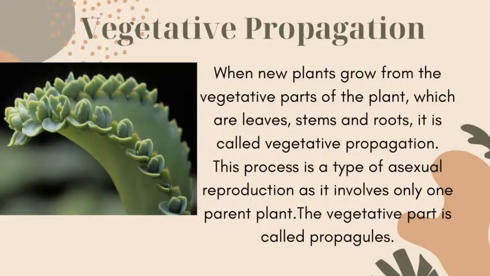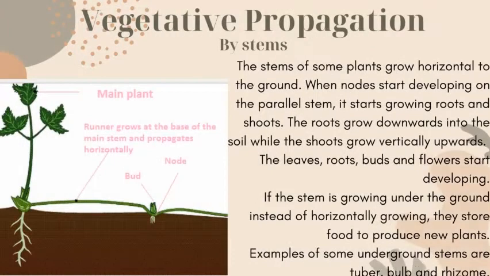Let's start. First of all, what do you mean by vegetative propagation? When new plants grow from the vegetative parts of the plant, which are leaves, stems and roots, it is called vegetative propagation. This process is a type of asexual reproduction as it involves only one parent plant. The vegetative part is called propagules. Let's discuss vegetative propagation through stems.